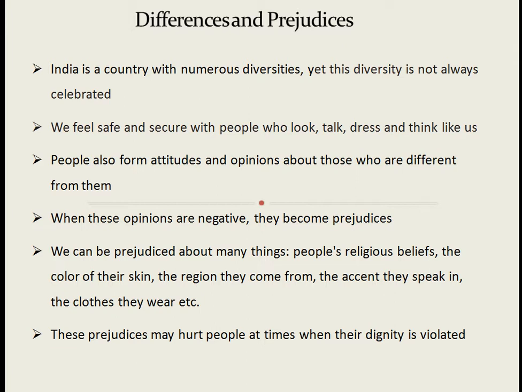We can be prejudiced about many things: people's religious beliefs, the skin tone, the region or the area from where they are coming, the language they are speaking, the clothes they are wearing. These prejudices may hurt people when their dignity is violated. So dear cadet, this slide is speaking about how many types of differences are present and how people are prejudiced by their look, appearance, talking manner, thinking way, attitude, and so on.